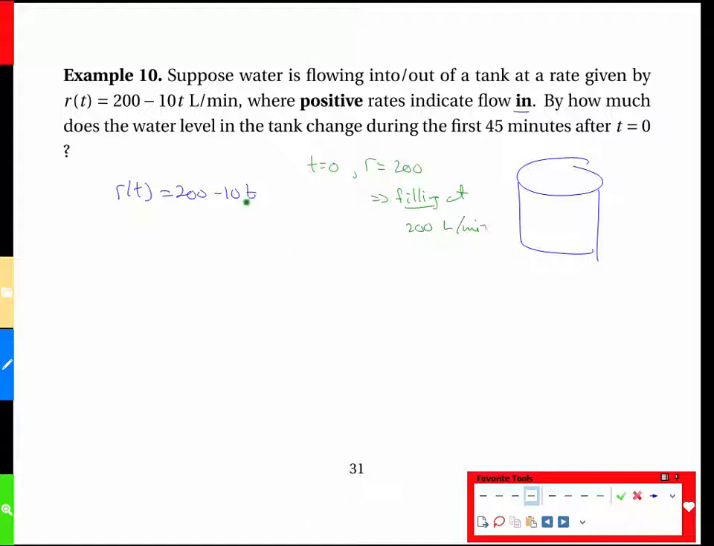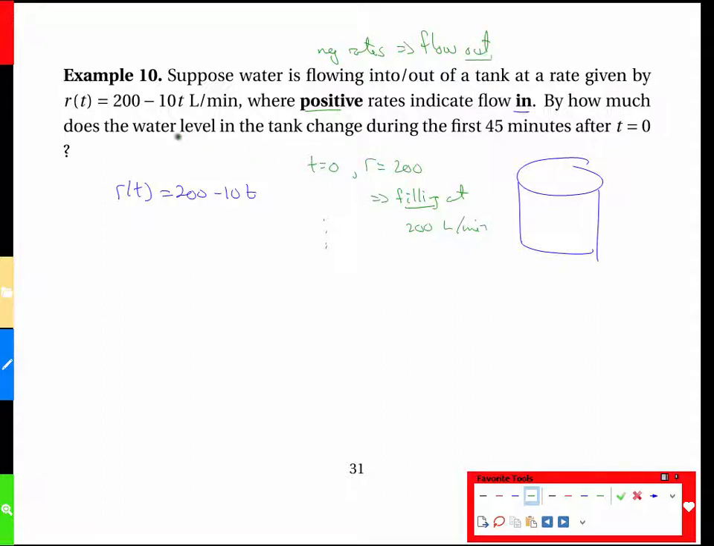But of course that doesn't stay constant because there's a time value in our rate, and so as time goes on, the flow rate is going to go down, the inflow is going to go down, and it might even go negative. And so we're going to use the convention that positive rates mean flow in, and negative rates are going to imply a flow out of the tank.